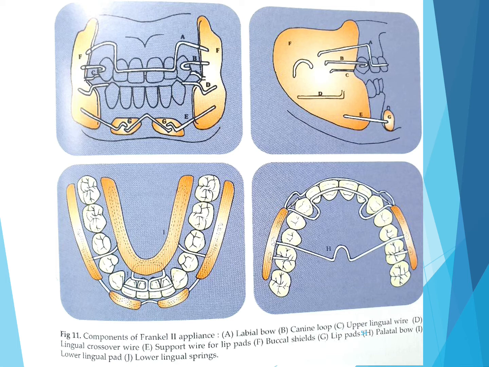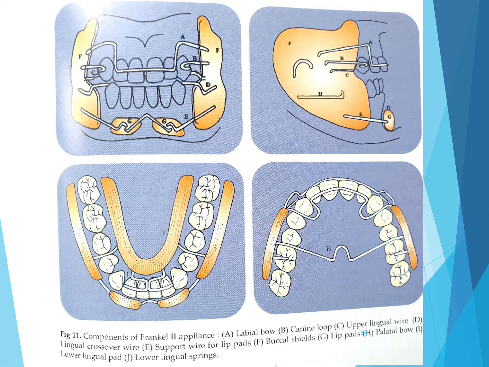G is the lip pads. And then finally, look at I. I is situated at the lingual area, and this is called the lower lingual pad. This is to separate an area between the tongue and the lower dentition. And that is the acrylic component. There are only 3 acrylic components, which are buccal shield, lip pads, and lower lingual pads.